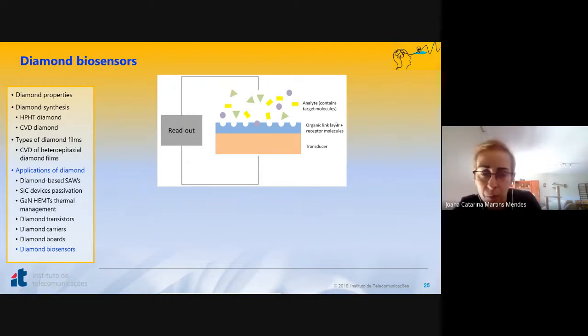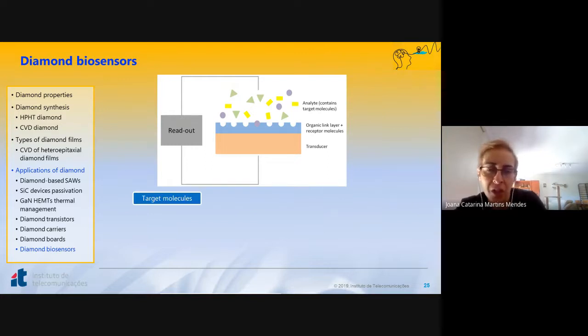So whenever we immerse the sensor in a solution containing several molecules, it will only respond if you have the target molecules. And whenever you have a binding event here, the readout unit will record the change in the properties of the transducer material. And why is diamond interesting? Because besides being biocompatible, diamond creates very strong covalent bonds between the surface of the diamond and the organic link layer, meaning that you get robust sensors.